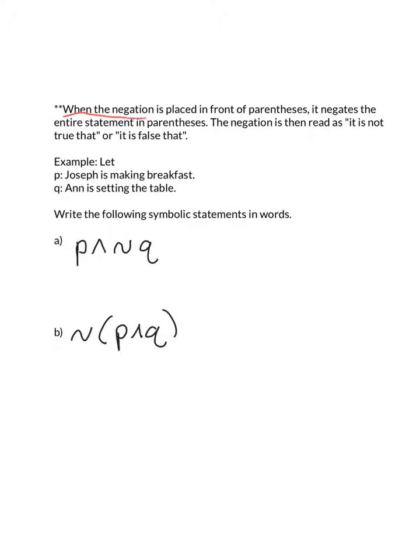When the negation symbol is placed in front of parentheses, it negates the entire statement that's in those parentheses. That negation is then read as "it is not true that," or "it is false that." So in other words, most of the time, we're used to that negation, that little squiggle tilde, coming before a letter. There's a chance that the negation can come in front of a left parenthesis rather than a letter though. When that happens, you are going to read this out loud as "it is not true that," or "it is false that." You can read it out loud either way.